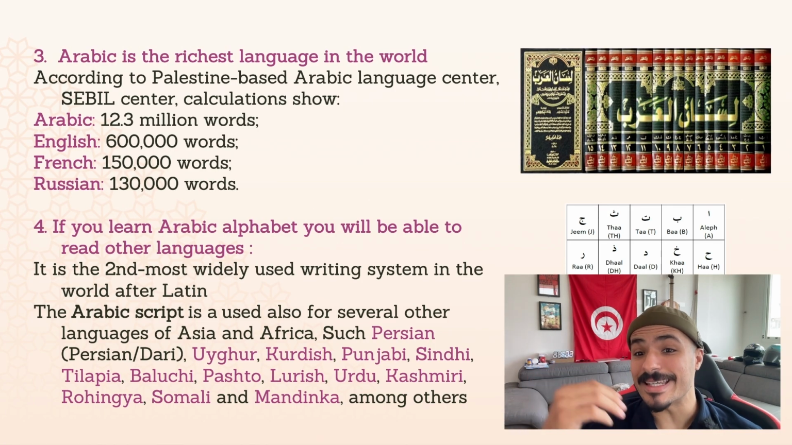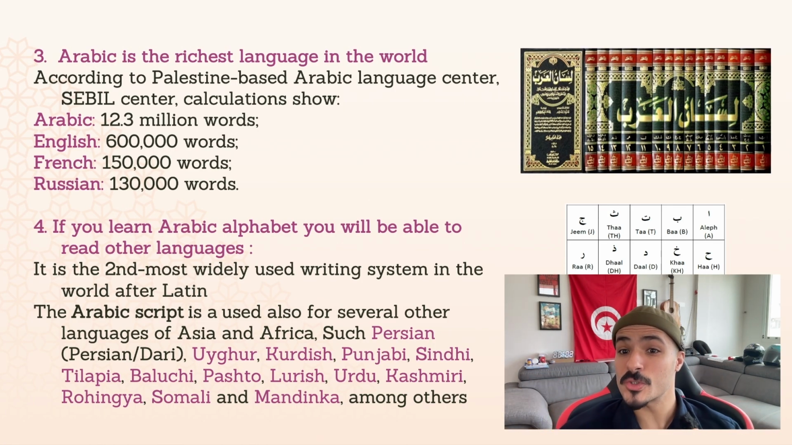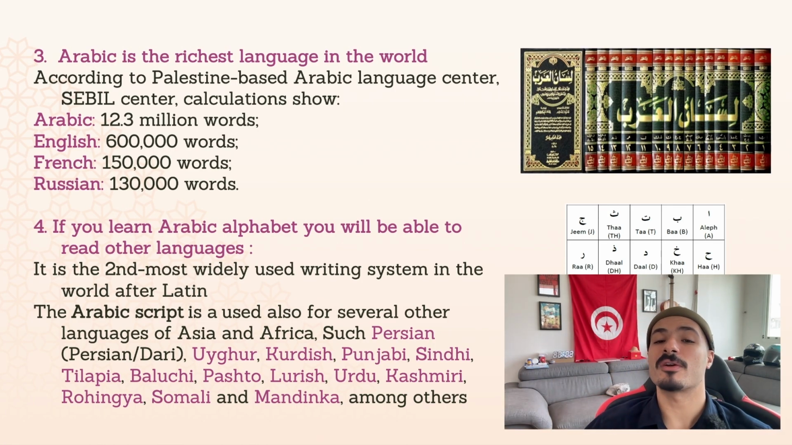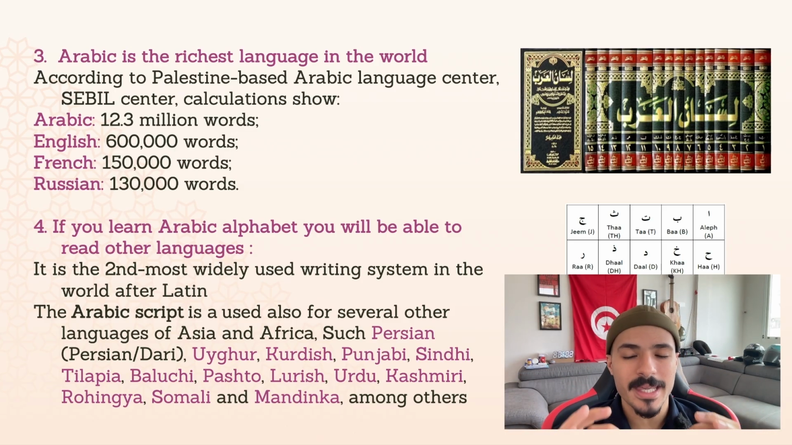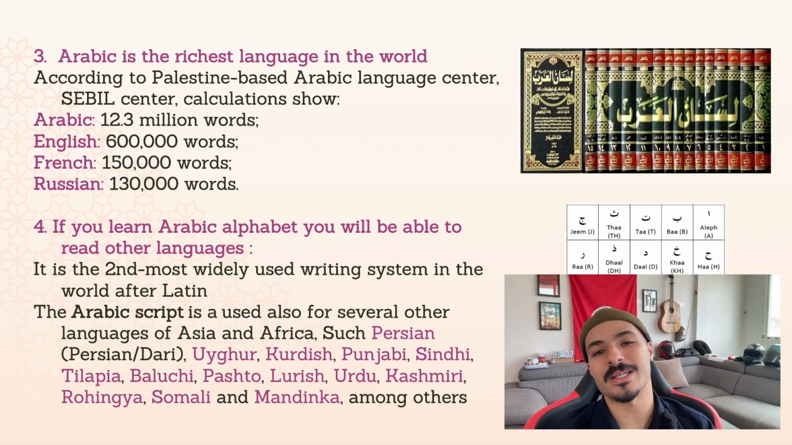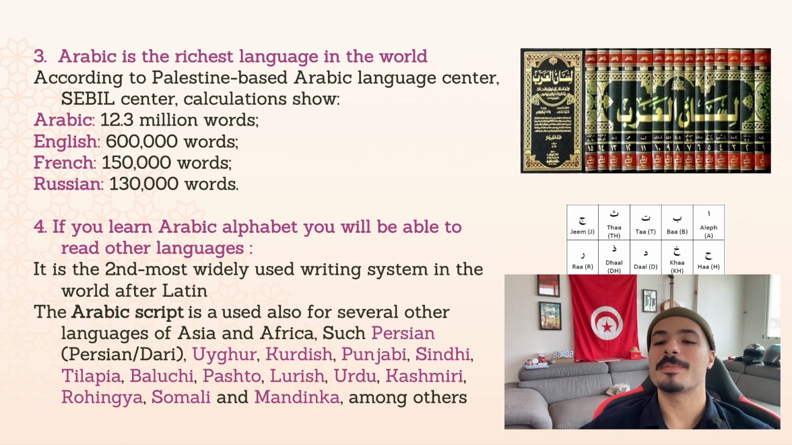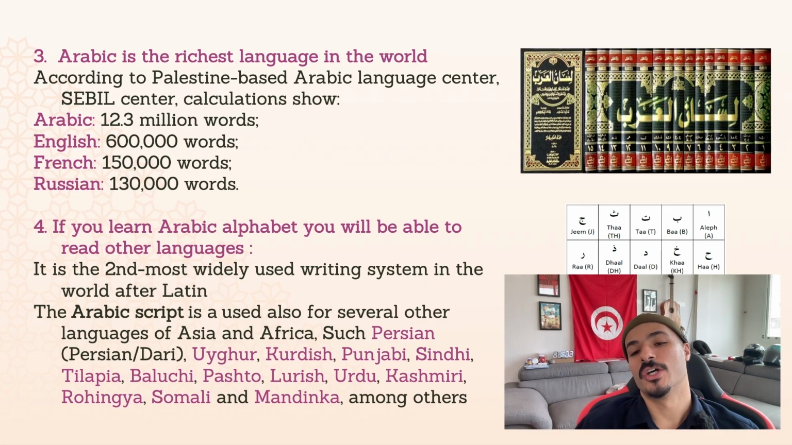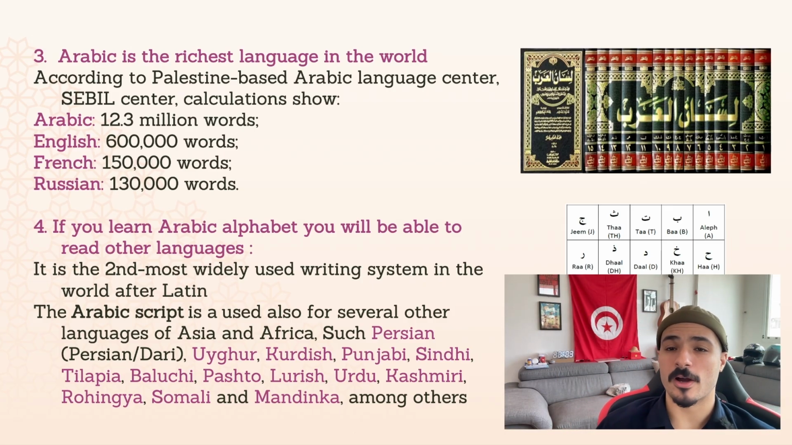You can read it in India, as they have also Urdu and other languages that are written in the Arabic script. You can even read Arabic in China if you go to the Uyghur area, or they call it East Turkestan. Now, Arabic is spread all over 2 continents, Asia and Africa, of course.